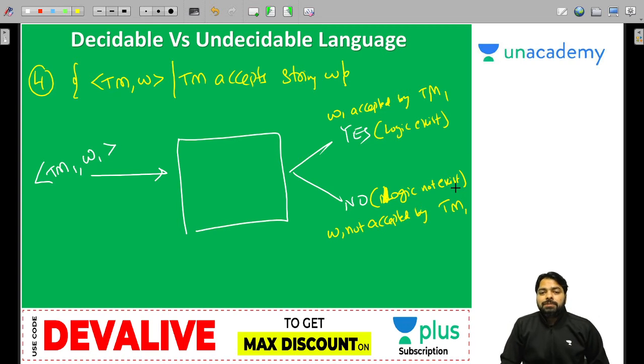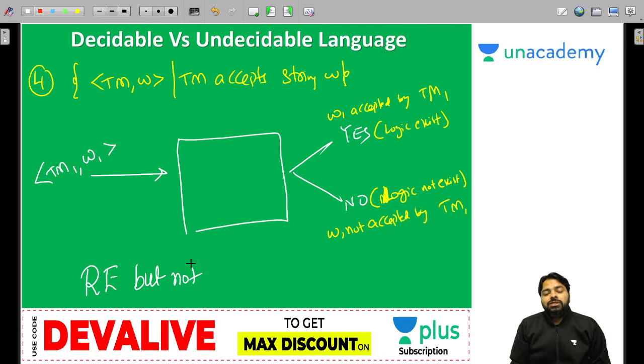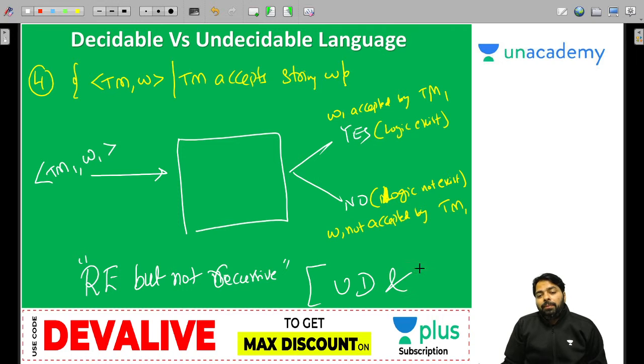Everybody, yes, this problem is undecidable but semi-decidable, guys. This is RE but not a recursive language. The set of pairs is a language where each pair has a Turing machine and a string. It is RE but not recursive, and you can say this problem is undecidable but semi-decidable. Everybody, it's a new problem. And some people might design it by taking only the Turing machine as input, if W is fixed for everyone.